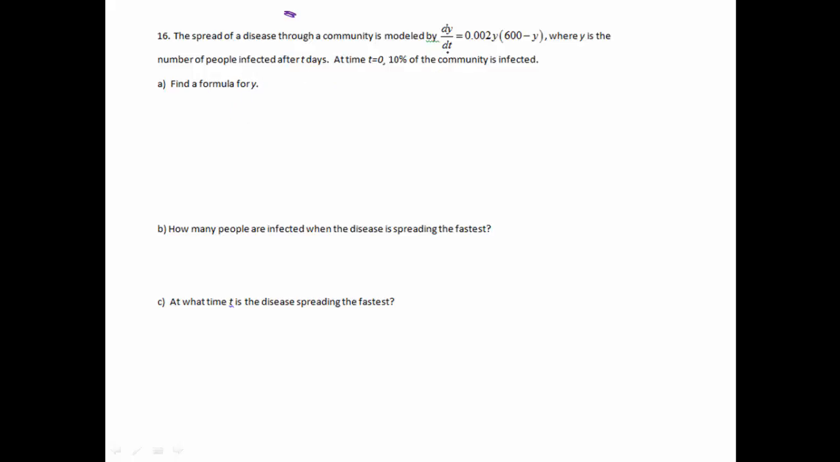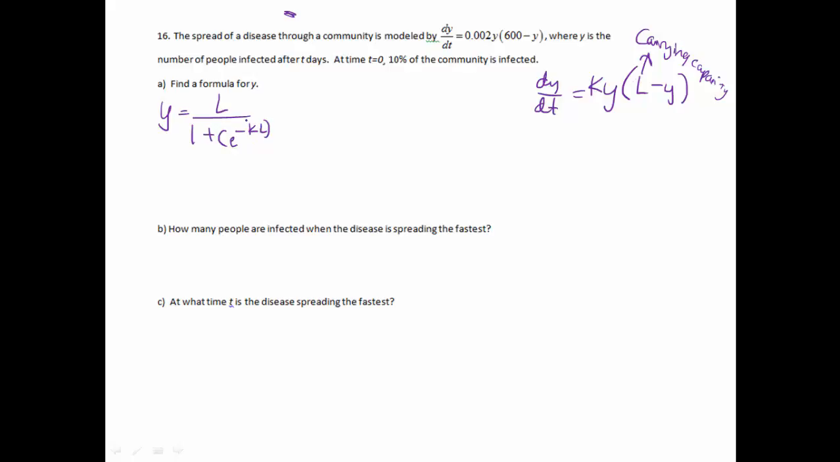So I notice that this is a logistic growth formula. We know that dy/dt, according to our logistic formula, is ky times L minus y. And if you recall, k is just that number in front of the y, and L is our carrying capacity. Okay, so if we want to find a formula for y, we also learn that y is equal to L over 1 plus c e to the negative KL t.